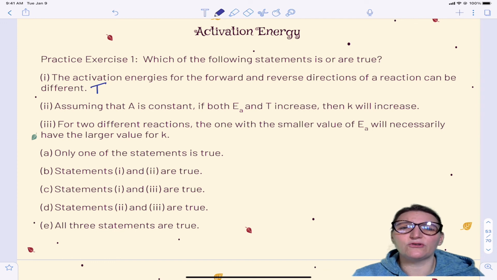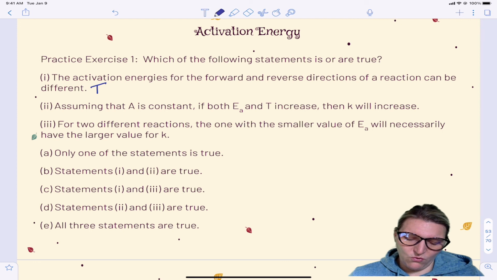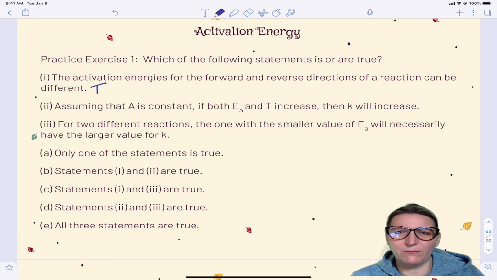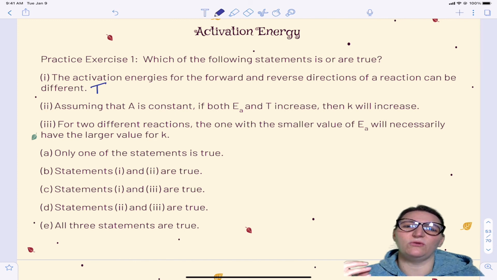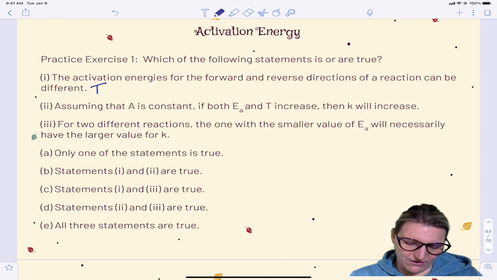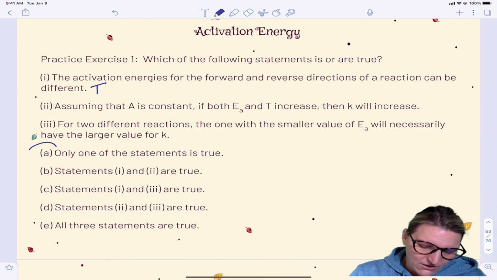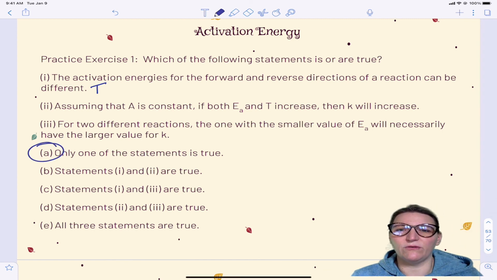That's not necessarily true because k is also dependent upon temperature. So we need to look at, well, what is the temperature? And also, if it's 2 different reactions, the constant that takes into account orientation factor and things like that, it's really hard to compare them. So I would say that the right answer here is A, that only one of those statements, the first statement, is true.